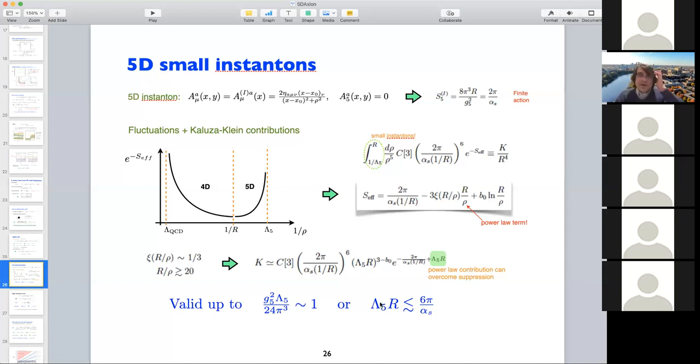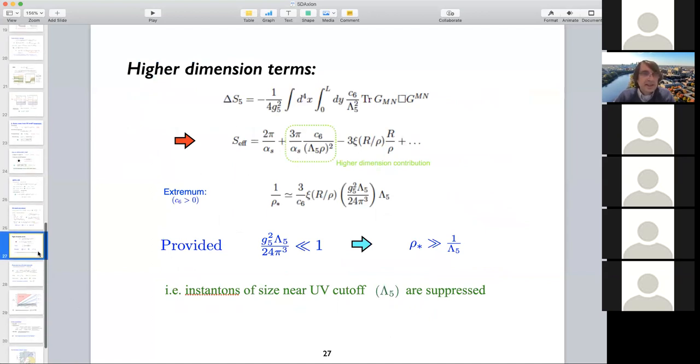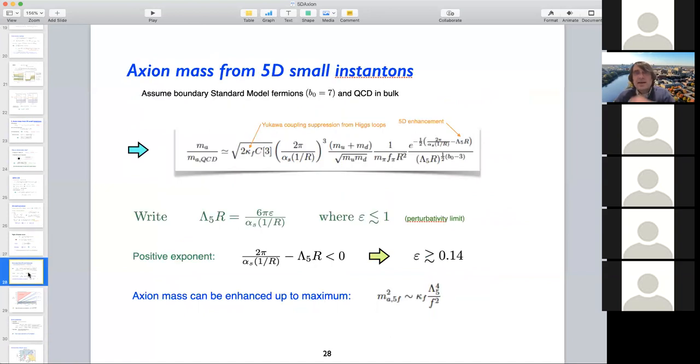And so that's the origin of how you can change the axion mass. And let's see here, what else? This is just a technical point about higher dimension terms that I don't really have time for. And now let me just get you to the result. So again, this is now the axion mass compared to the value that you get in QCD. And so I've put in all the factors.